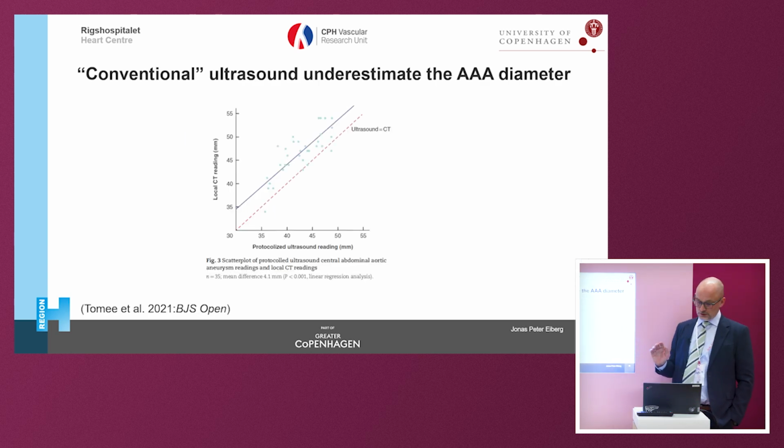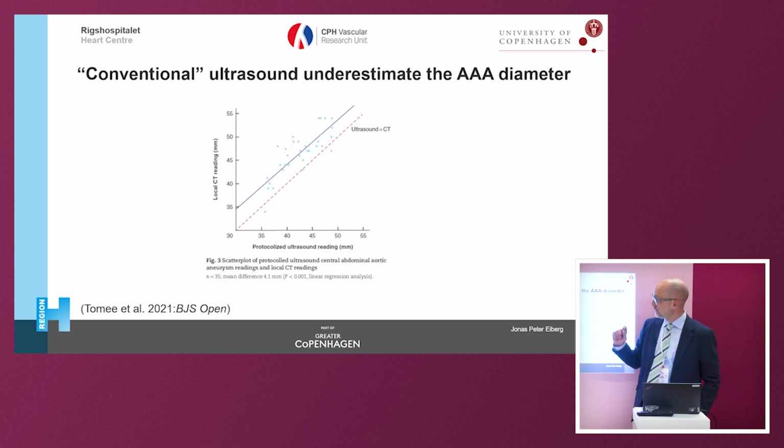Also, you probably know this, that conventional ultrasound underestimates the true diameter of the aneurysm, probably by 5 millimeters. Of course, if you know that, and you have a very strict protocol, and you do this the same way every time, then you can just add these 5 millimeters to, or subtract them from, your measurements, and then you will get the CT measures.